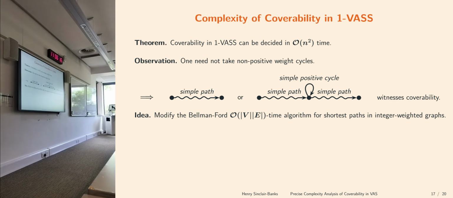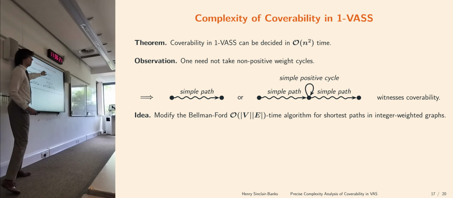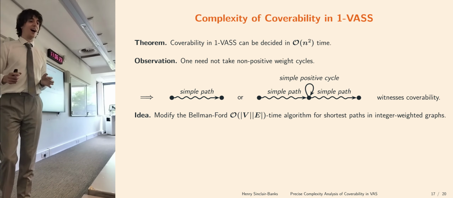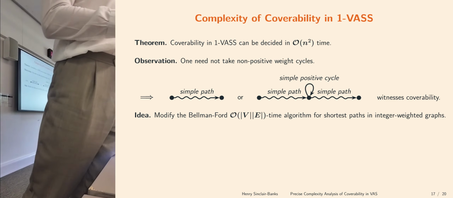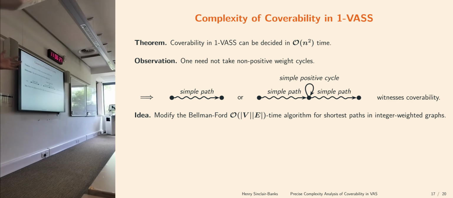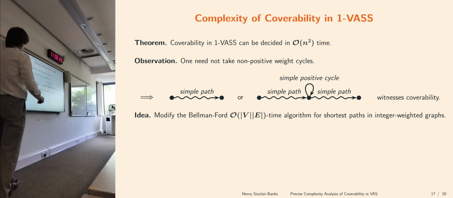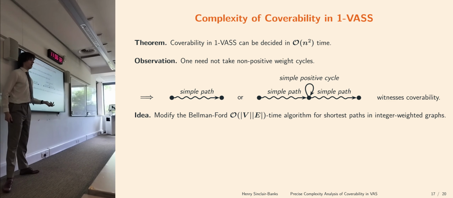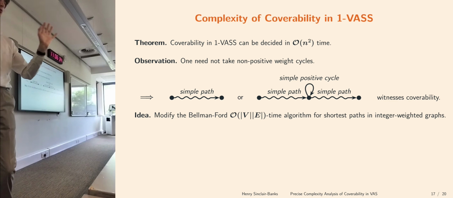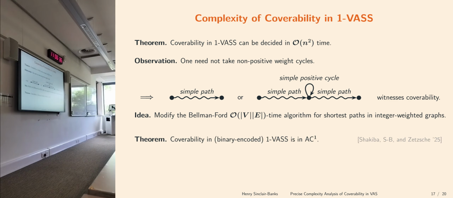It works and it runs in number of nodes times number of edges time. This is n squared. If you remember n from the orange slide, it was the size of the instance encoded in unary. It was everything: the number of nodes, the number of transitions, the one norm of every vector. So E is certainly less than n and V is certainly less than n. This is pretty crude as fine-grained things go.